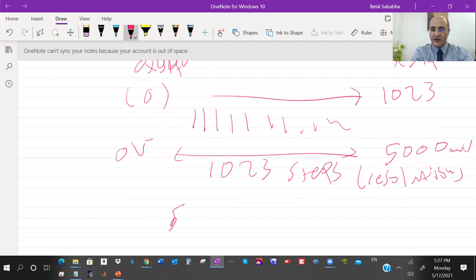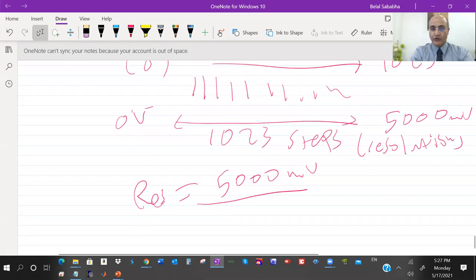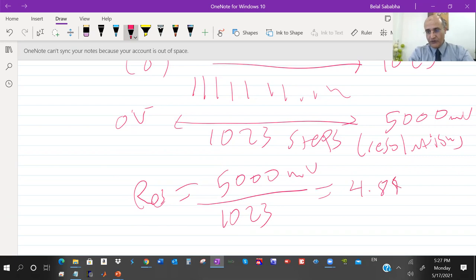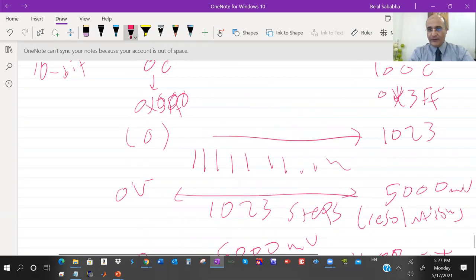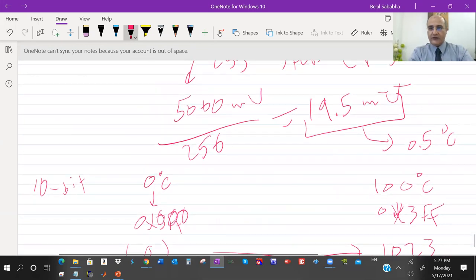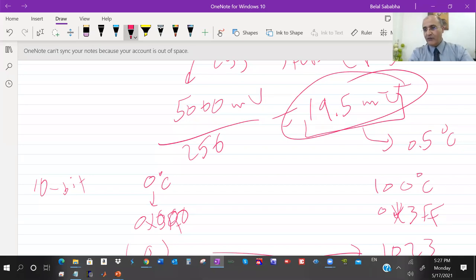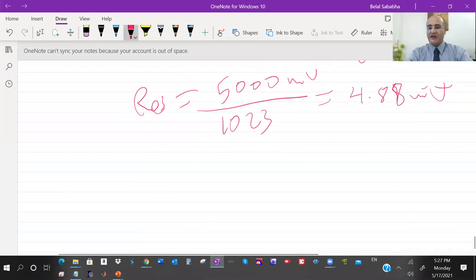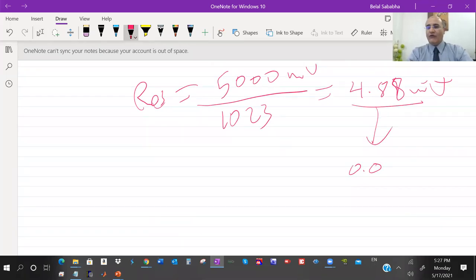So the resolution here, in terms of voltages, will be dividing the 5,000 millivolts into 1,023 readings, something around 4.88 millivolts. Compared to the 8-bit, where we were at 19.5 millivolt, that represents maybe 0.5 Celsius, then this would represent 0.05 Celsius, maybe. It depends on the data sheet. So more bits to represent voltage will give you better resolution, more accurate readings.